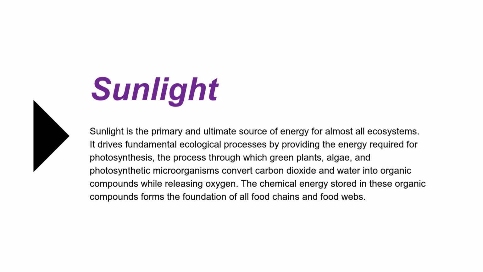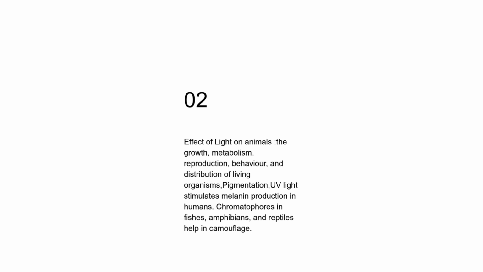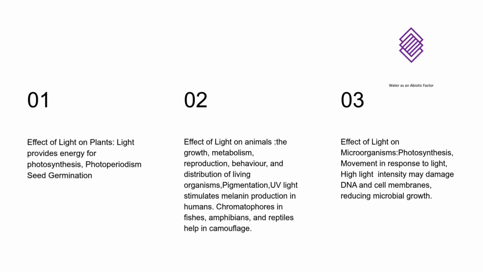Sunlight. Sunlight is also an important abiotic factor. It's the primary and ultimate source of energy required for photosynthesis. Sunlight helps in photosynthesis, photoperiodism, and seed germination in plants. In animals, it helps in growth, metabolism, reproduction, and behavior. In microorganisms, it helps in photosynthesis and phototaxis. Phototaxis is nothing but the movement in response to light.